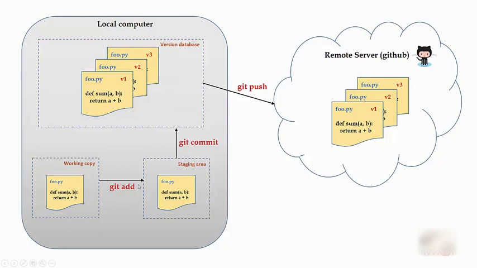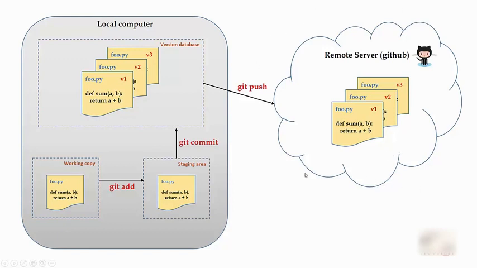Then you will again make changes, do git add, git commit, and it will create version 2. Again make changes, do git add, git commit, version 3. So you will just keep on accumulating your changes in your local version database. Whenever you are ready to push the changes to the remote GitHub repository, you issue the git push command, and once you do that, you have your code in the remote.